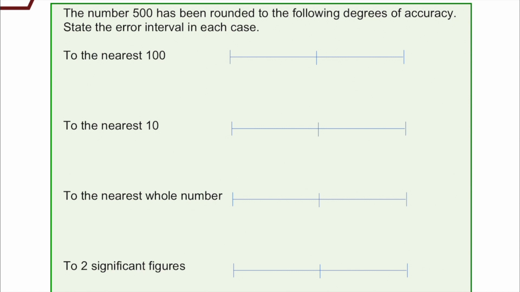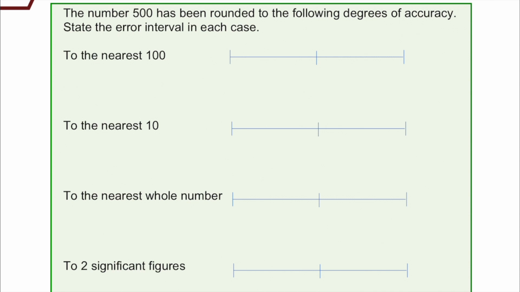Okay, so let's start by looking at the basic concept of these bounds and error intervals. So essentially the idea is in real life, most numbers are rounded, especially if it's continuous data. So what I mean by that is, as a quite common example, if you think about when Usain Bolt won the 100 meters in London back in 2012.